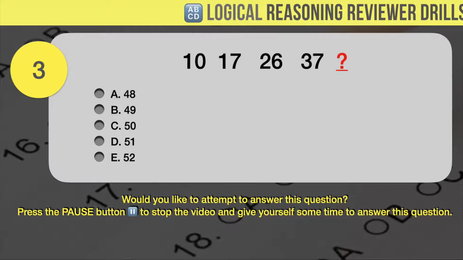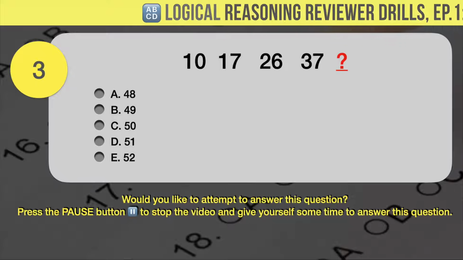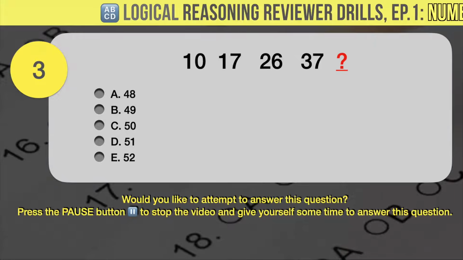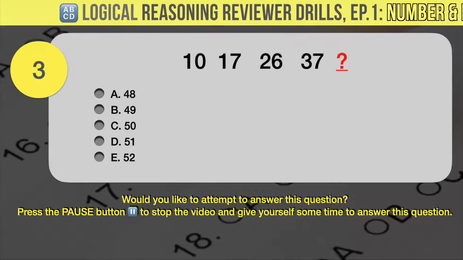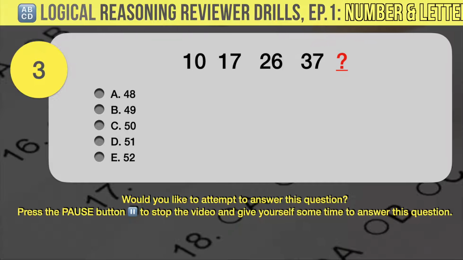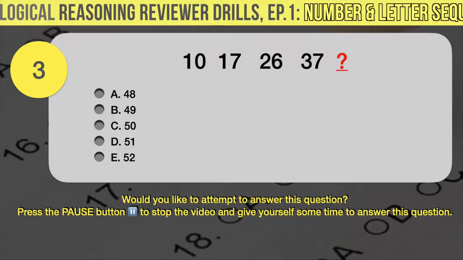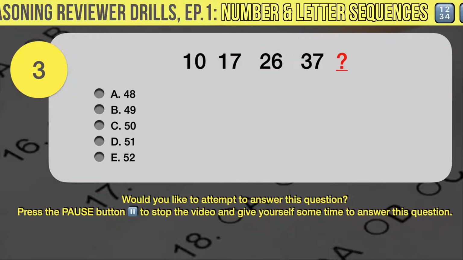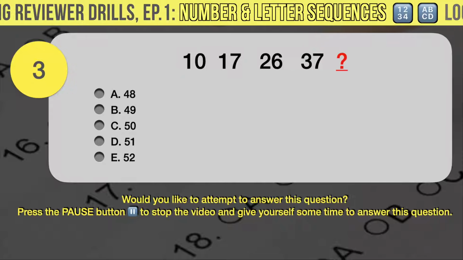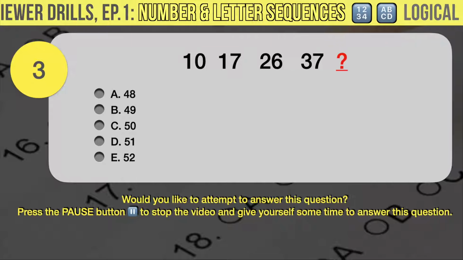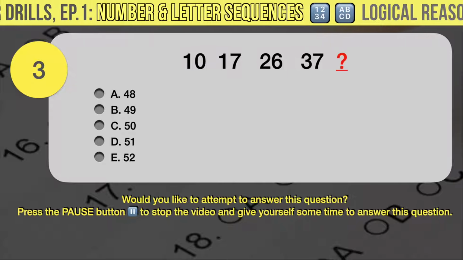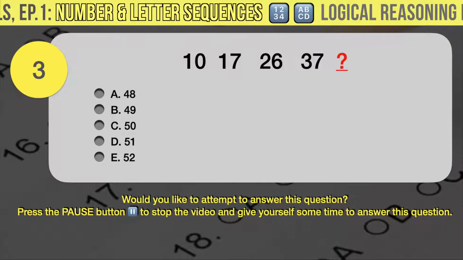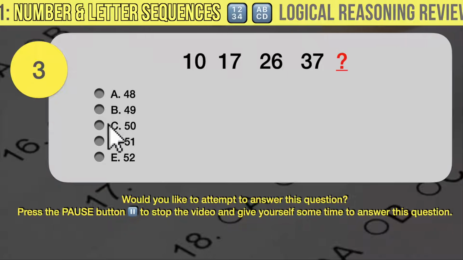Drill question number 3. Which number comes next in the following sequence? 10, 17, 26, 37. Your answer choices are A. 48, B. 49, C. 50, D. 51, E. 52.